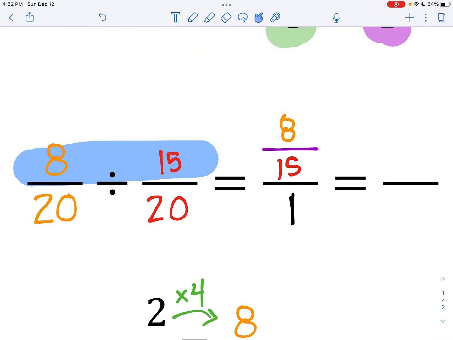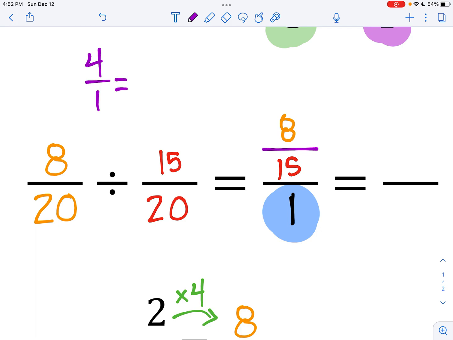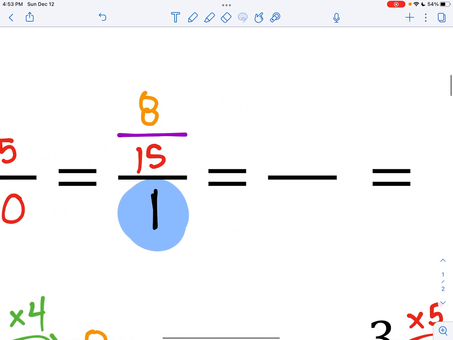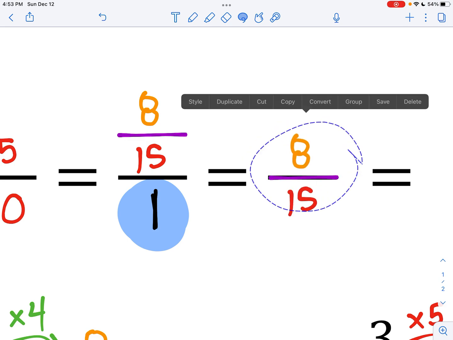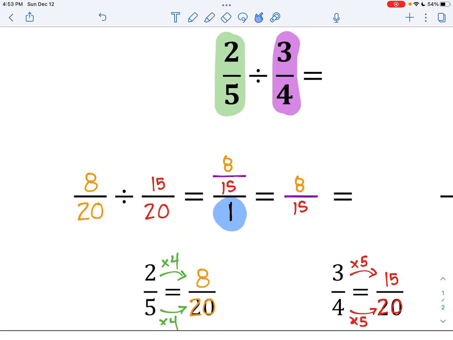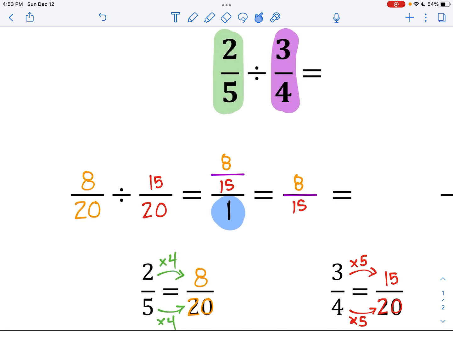Now I want to remind you that anything on top of 1 is itself. Remember how we've been writing 4 on top of 1 is 4? Because if you put it in your calculator, 4 divided by 1 is 4, right? And if I change it so it's a 10 on the top, 10 on top of 1, in my calculator, 10 divided by 1 is 10. So if I can get a 1 on the bottom, I can just take what's already here, I'm going to copy it, and I can paste it. This is the correct answer, right? 8/15 is the correct answer.